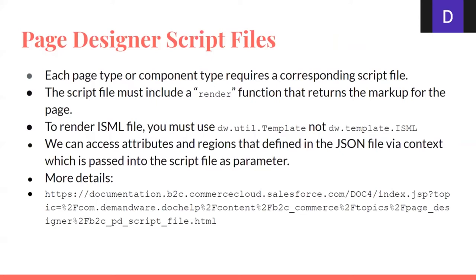Regarding script files, each page type or component type requires a corresponding script file. The script file must include a render function that returns the markup for the page. To render the XML file, we must use the dw util template, which will return the result as a string, not dw template XML. We can access the attributes that we have defined in the definition files and the regions via context, which is passed into the script file as a parameter. As I mentioned, we will discuss this in the example.